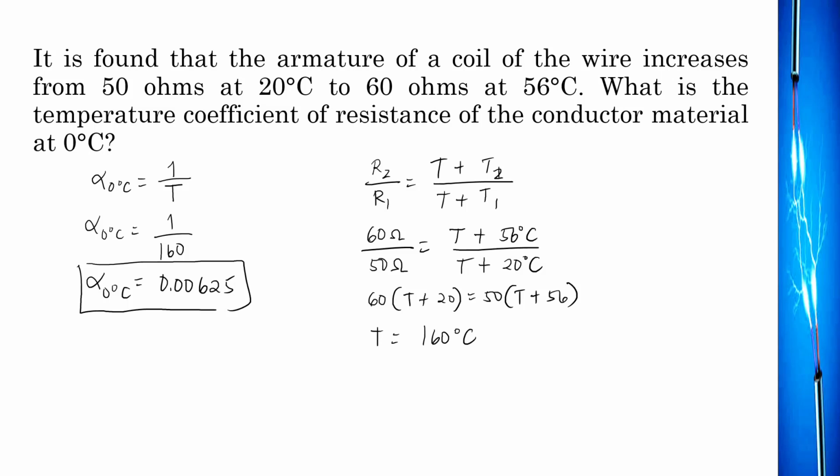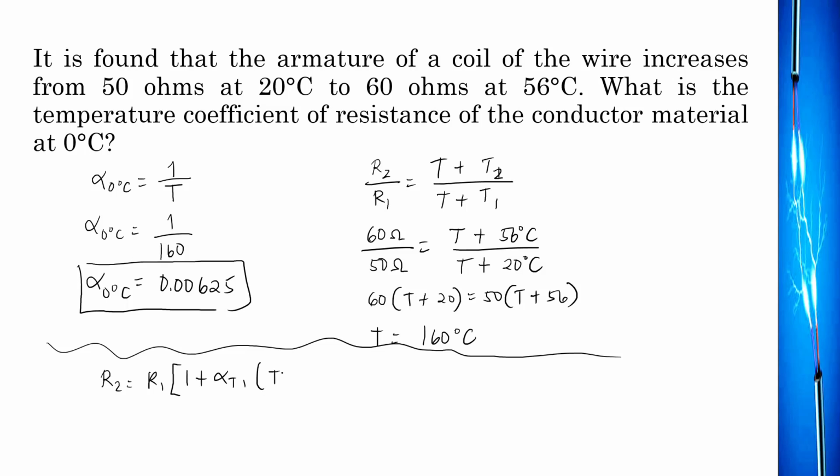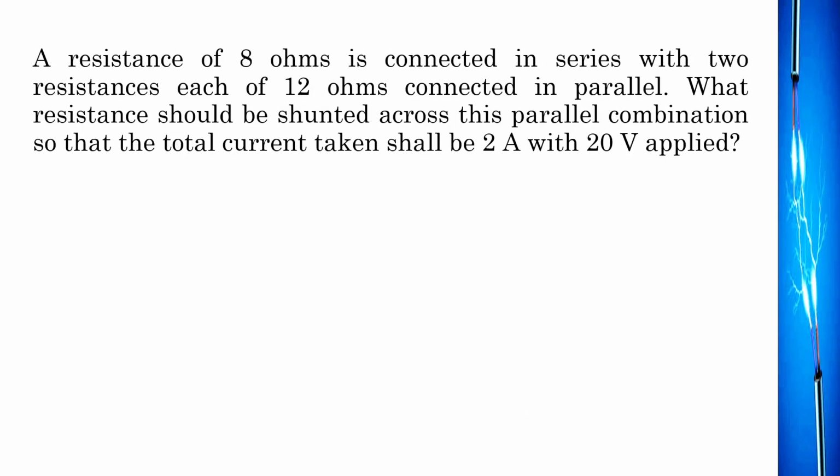Eh, sir, paano kung ginawa ko yung isang way, no? Ayan. So, pwede naman. So, you can have R2 is equal to R1 times 1 plus alpha T1 times T2 minus T1. So, yung alpha T1 dito is yung alpha 20 muna ang mahahanap mo dyan, kasi yung T1 mo is 20. Then, after that, pwede mo nang hanapin, alpha 20 is equivalent to 1 over T plus 20. And then, after that, mahanap mo na yung alpha 0, which is 1 over T lang. So, ayun lang naman ang gagawin mo. So, kung gagamit ka ng another approach. Ayan. Next is, let's go to this one.